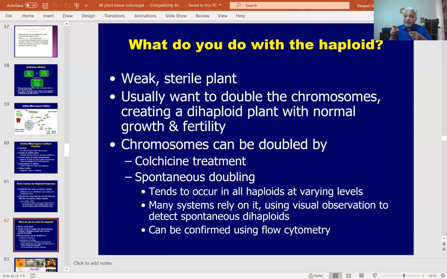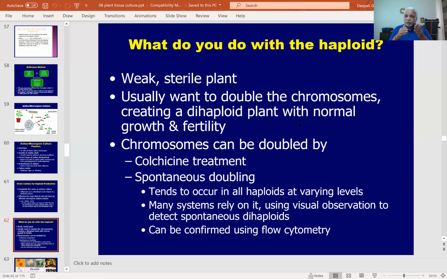Because to produce sex cells, the plant has to be diploid. The microspore mother cell is a diploid cell which undergoes meiosis and mitosis to give you the four microspores, or the pollens. So, therefore, these haploid plants, when generated, are sterile. They are not going to participate in reproduction.